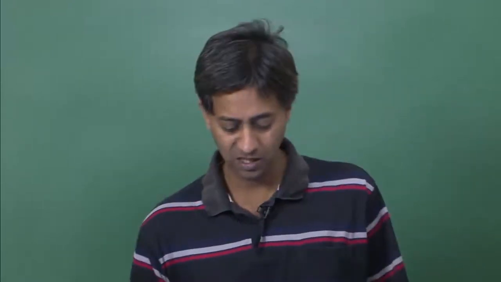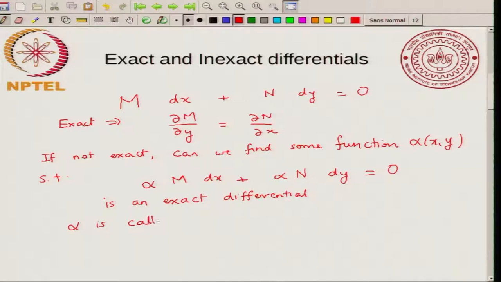This is the main goal of this idea of integrating factor. So alpha is called an integrating factor. If you find such an alpha that satisfies this, then you have an exact differential and you can use exactly the methods that we use to solve for exact differentials. Now the question is, how do you find an alpha that satisfies this?